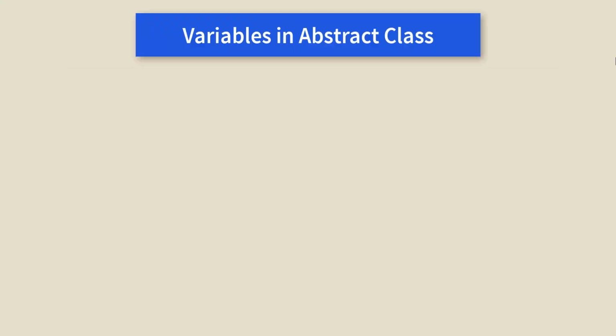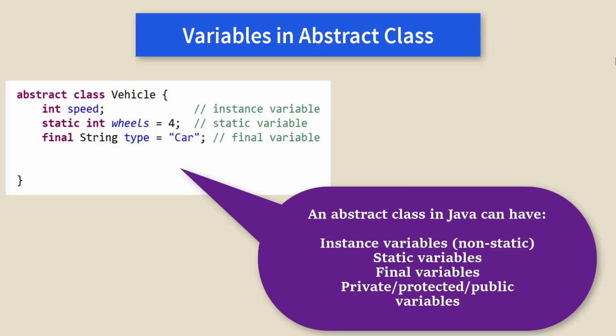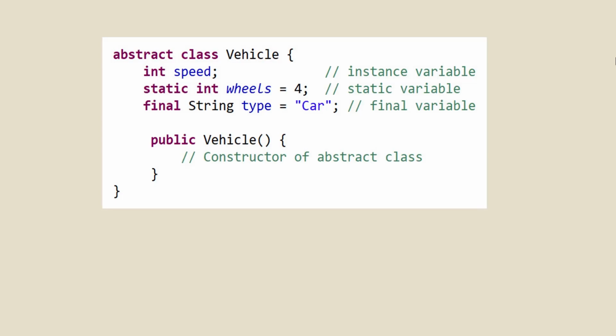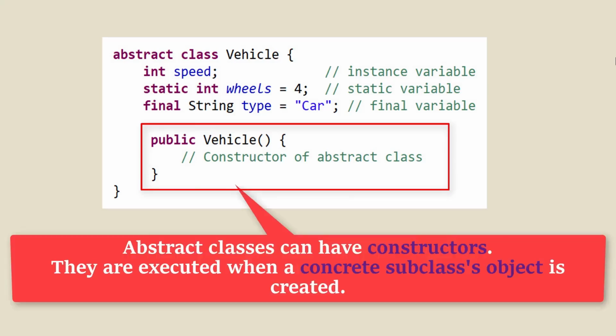So related to the variables for the abstract class. For the abstract class, we can create instance variables or you can create static variables as well. Okay, so like a normal class, you can have static and non-static variables in the abstract class. And in the same class, I can have a constructor similar to the normal Java class. So using this constructor, I can initialize this instance variable while creating the object of the subclasses of this abstract class. Okay, so that's why the constructor is required.